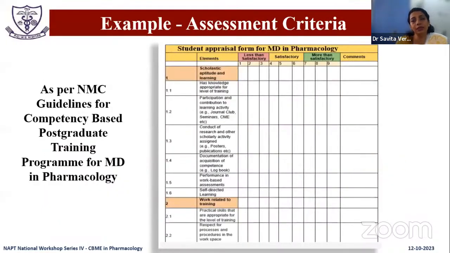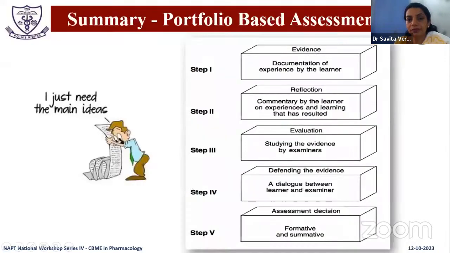So this is an example of an assessment criteria. This has been given by the NMC for the competency-based postgraduate training in the MD pharmacology. So this is a rubric which can be used for assessing a portfolio. Okay. So briefly a summary, you collect evidence, you reflect on that evidence, it is evaluated by 1 or 2 examiners, or depending on how many examiners you want to have in your department for the formative assessment. Then you have a dialogue between the learner and the examiner. And finally, the final assessment happens, which can be in the form of formative assessment or a summative assessment.